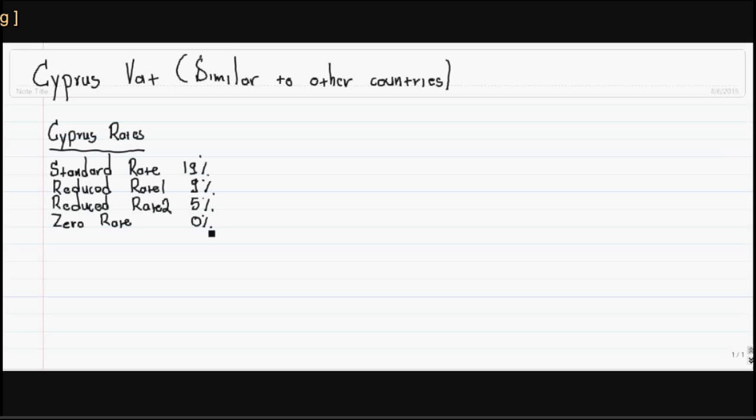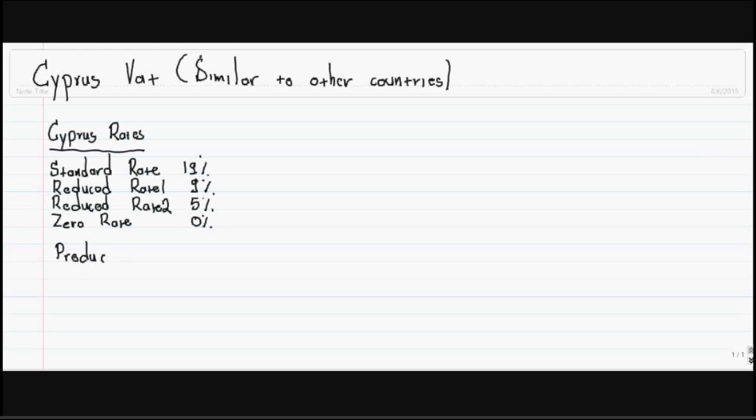Before we start, let's see the rates in Cyprus. The standard rate is 19%, the reduced rate number 1 is 9%, the reduced rate number 2 is 5%, and of course we have the zero rate. Now let's move to our example.